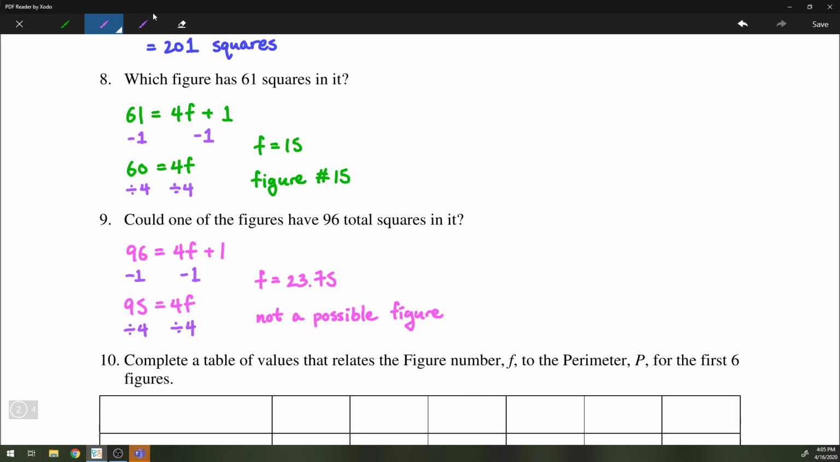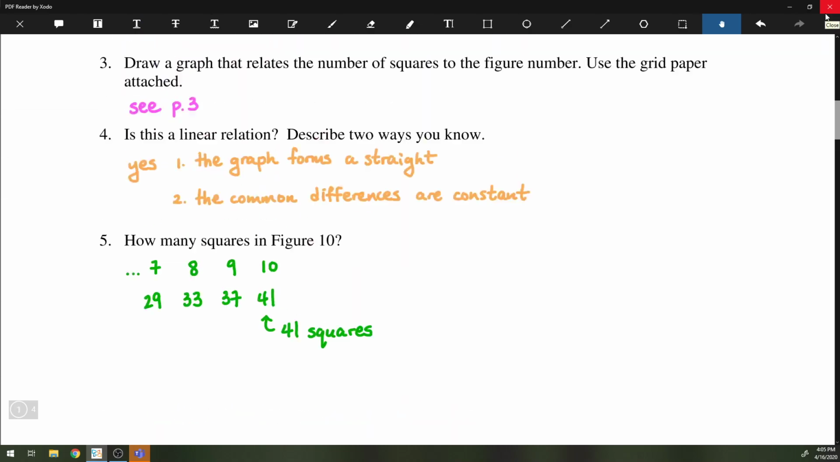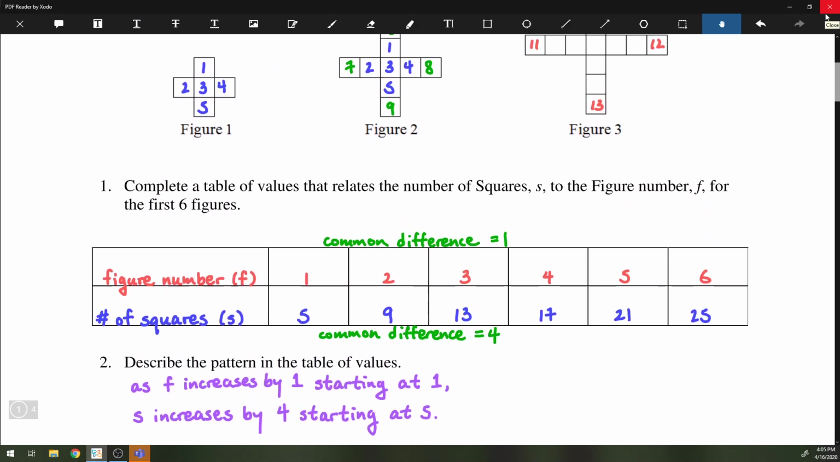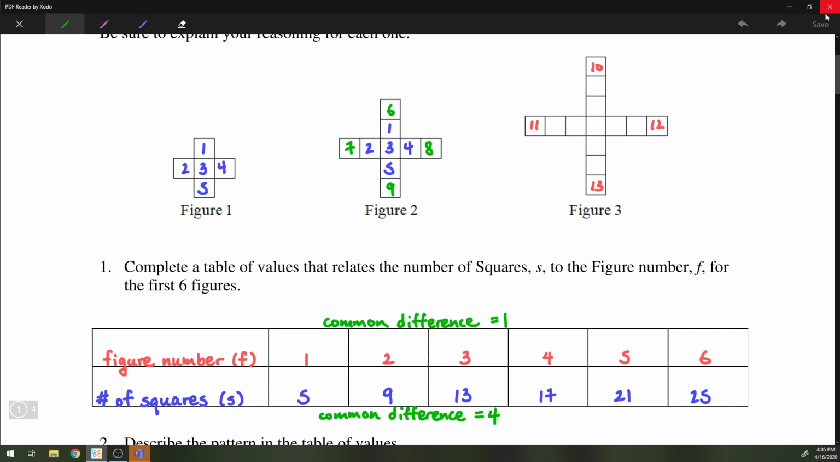So the next piece is to consider the same set of figures, but instead of looking at the number of squares and the figure number, we're going to look at the perimeter of each one. And to do that, we're going to scroll back up to the first page and see what that looks like. All right. So the first figure, and we're going to count each edge as 1 unit. So 1, 2, 3, 4, 5, 6, 7, 8, 9, 10, 11, 12. Figure number 1 has a perimeter of 12 units.